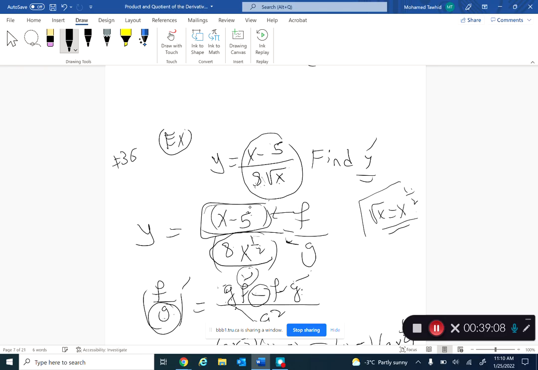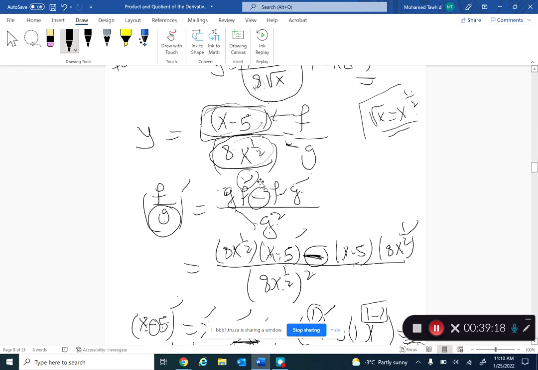Take whatever I have up, that is your f. Take whatever I have down, that is my g. f divided by g. What is the rule? Since it's called the quotient rule, here is the rule that we are going to apply. The derivative of f divided by g should be g squared, whatever you have down, then you have g f prime minus f g prime.